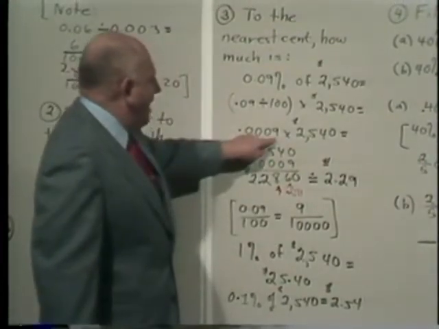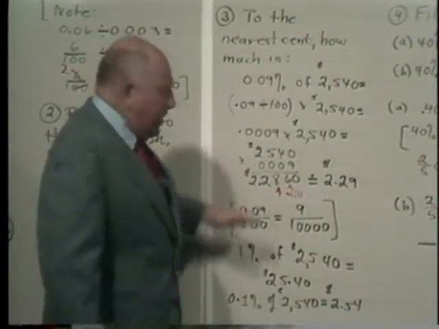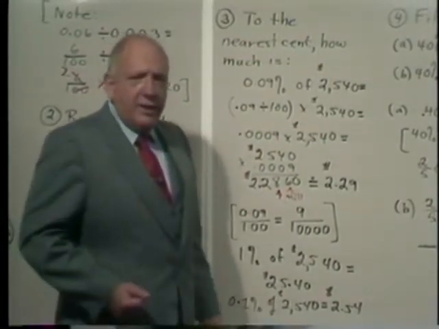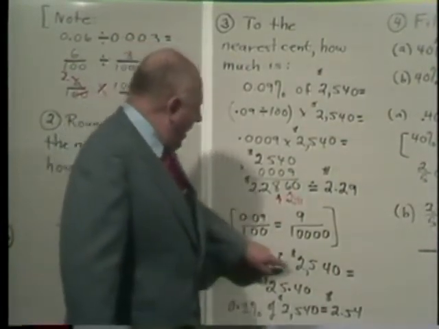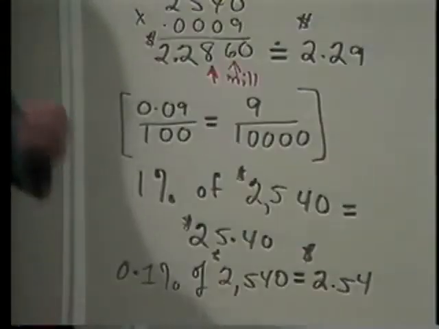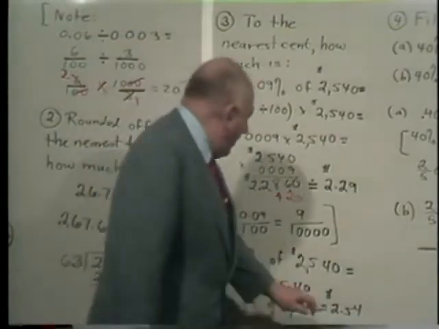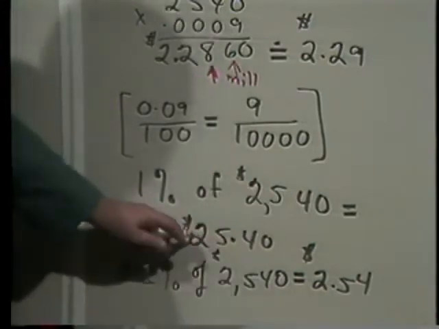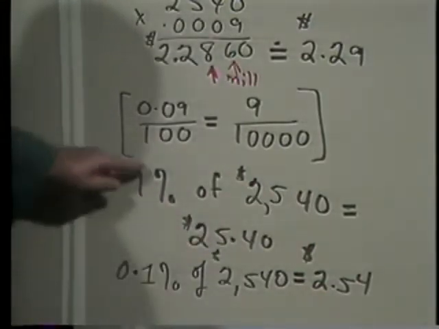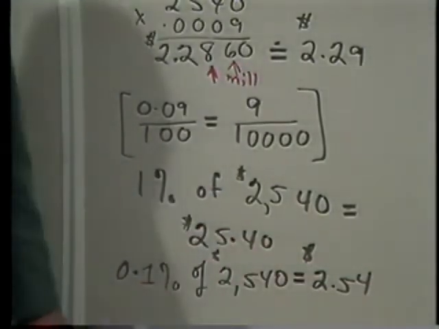What's this number? 9 what? Tenths, hundredths, thousands, 10,000s. Now, if all of this gives you a migraine headache, at least have a ballpark figure. Say to yourself, look, 1% of 2,540. See, how do you find 1%? It's 1/100th. And multiplying by 1/100th is the same as dividing by 100. How do you divide by 100? You move the decimal point 2 places to the left. So 1% of $2,540 would be $25.40. Therefore, 1/10 of 1%, see, move the decimal point one more place, would be $2.54.